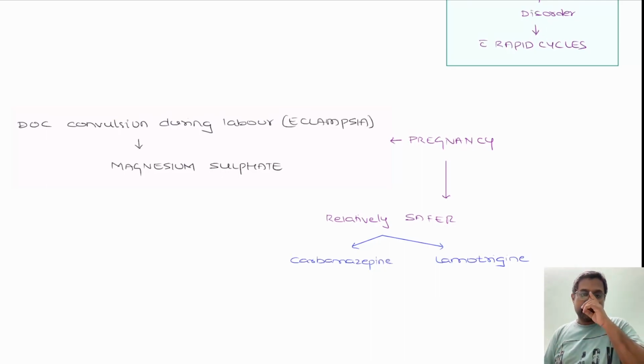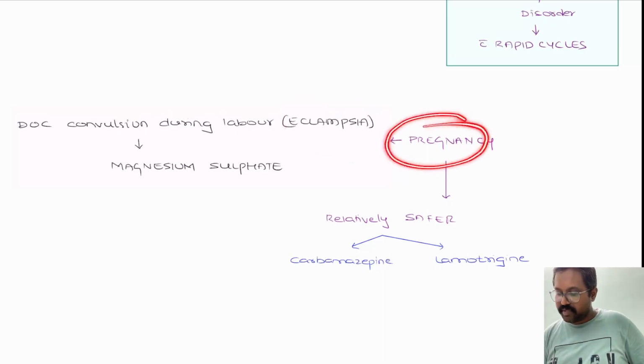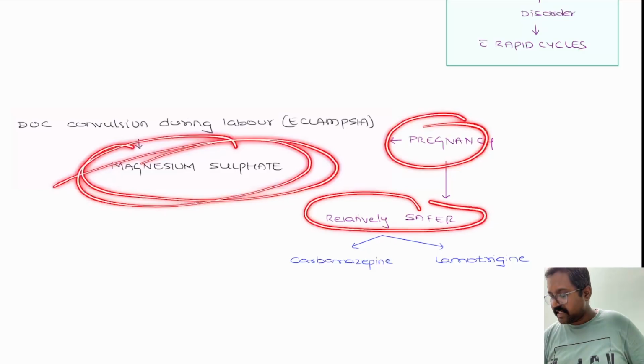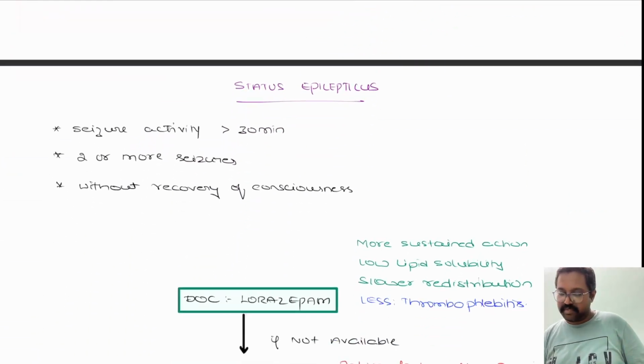So what is the drug of choice for convulsion during labor, that is, during eclampsia? The drug of choice during pregnancy will be magnesium sulfate. So what are the relatively safer anti-epileptic agents? That is carbamazepine and lamotrigine. But to treat eclampsia in case of pregnancy, use magnesium sulfate.